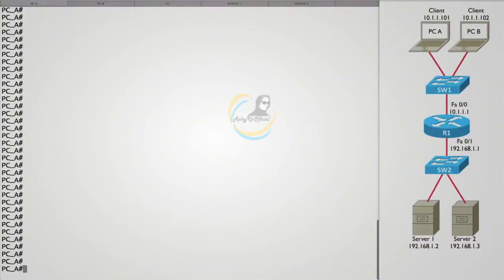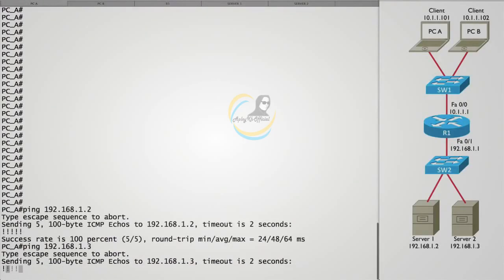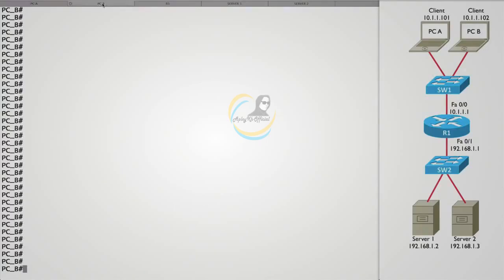Before configuring our extended named access control list, let's see where these PCs can reach right now. From PCA, let's do a ping over to server 1, 192.168.1.2, success. What about server 2? That's 1.3, success.